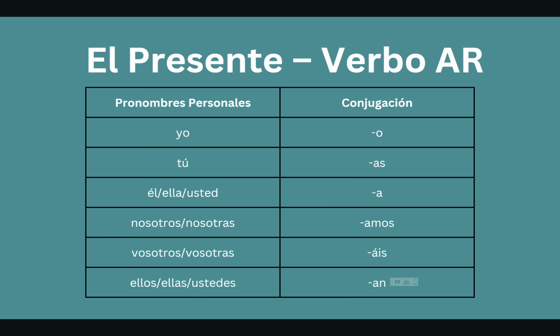Grammar Point 2. El presente. Verbos en -AR. For the present tense conjugation for the regular AR verbs in Spanish, the form is as follows. O, as, a, amos, áis, an.